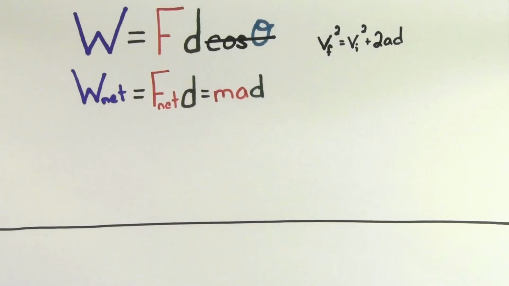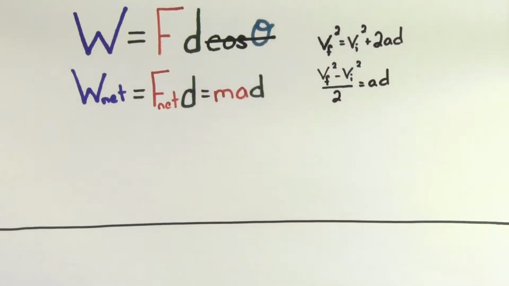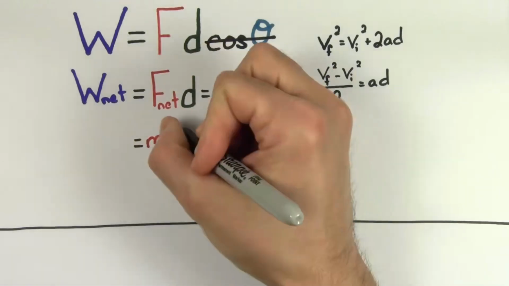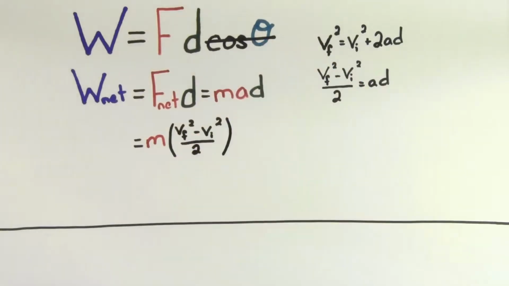So looking at this kinematic formula, we see that it also has acceleration times displacement. So I'm just going to isolate the acceleration times the displacement on one side of the equation, and I get that a times d equals v final squared minus v initial squared divided by 2. Since this is what a times d equals, I can replace the a times d in my net work formula. And I find that the net work is equal to the mass times the quantity v final squared minus v initial squared divided by 2.